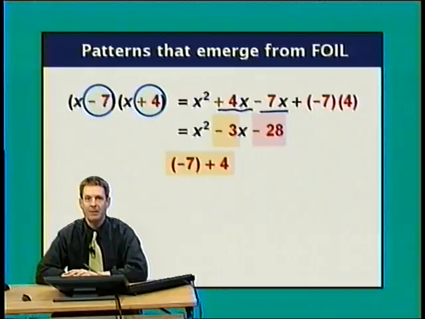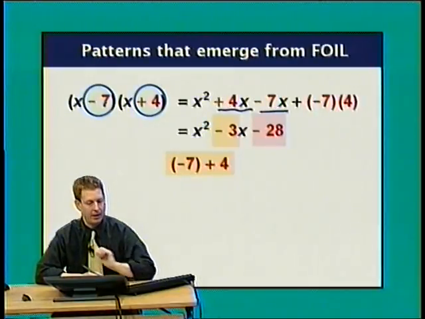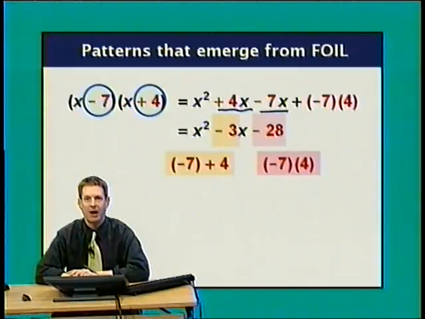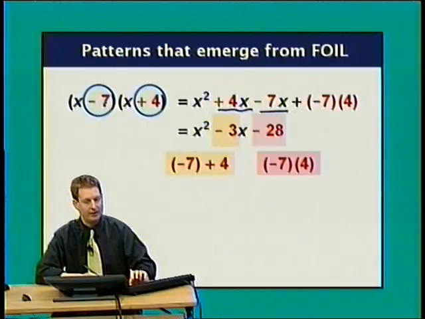How about the constant in my trinomial? Where did that come from? That came from multiplying together the constant terms from the binomials. Negative 7 times 4, the product of the last terms. Let's see that again.